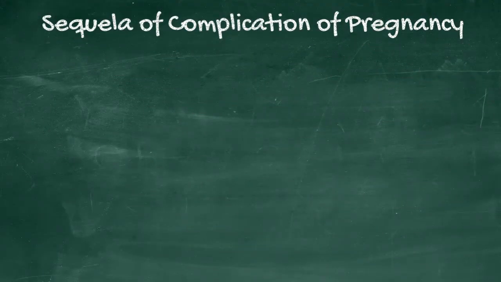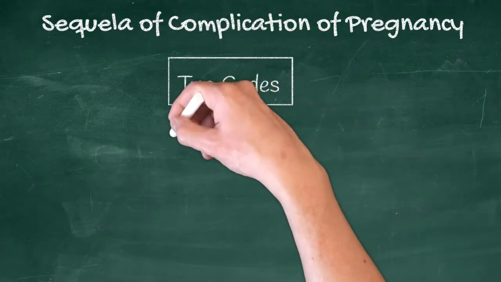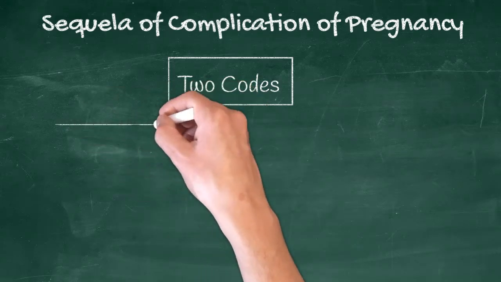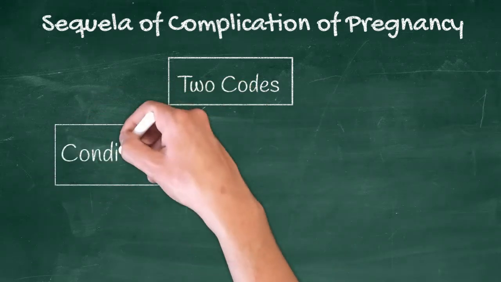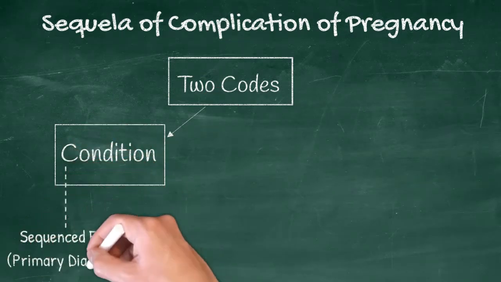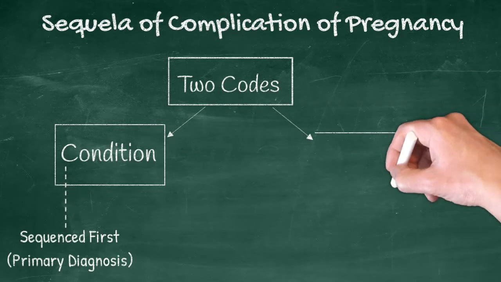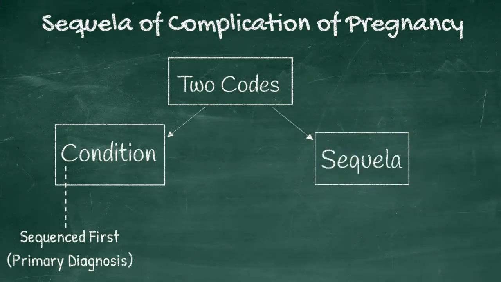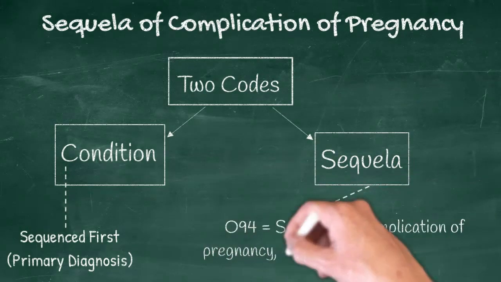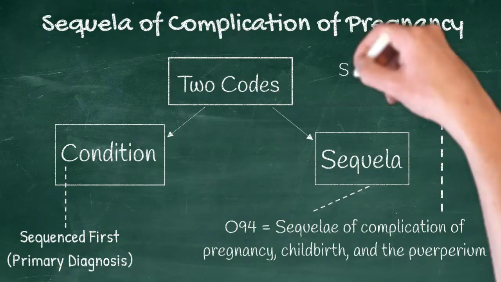Next guideline is for the sequela for the complication of pregnancy. The guidelines tell us to use two codes as for the illness or injury. The first code will be for the given condition for which the patient has come to the doctor, and this condition will be sequenced first as the primary diagnosis, and the late effect or sequela of the complication of pregnancy will be coded as the secondary diagnosis. So in this case, the O94 code for the sequela of complication of pregnancy, childbirth and puerperium will be coded as the secondary diagnosis.